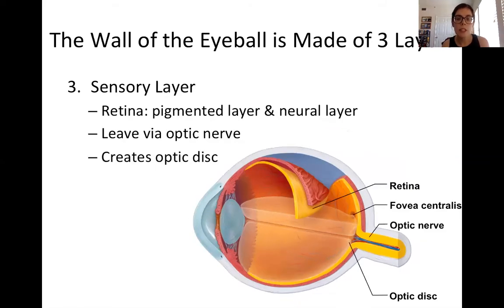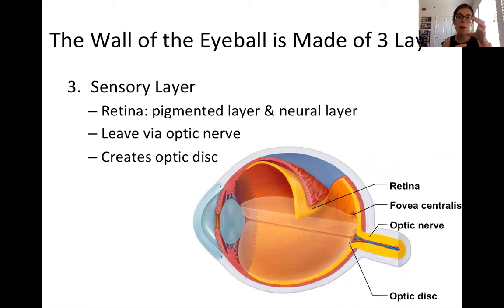And it's focusing it in our eye on this back sensory layer. So the third layer is the sensory layer. In the very back, we have the retina, which is our pigmented layer, and it's our neural layer. And the retina, these are where all of the cells are that are going to be our photoreceptors. So they respond to light.